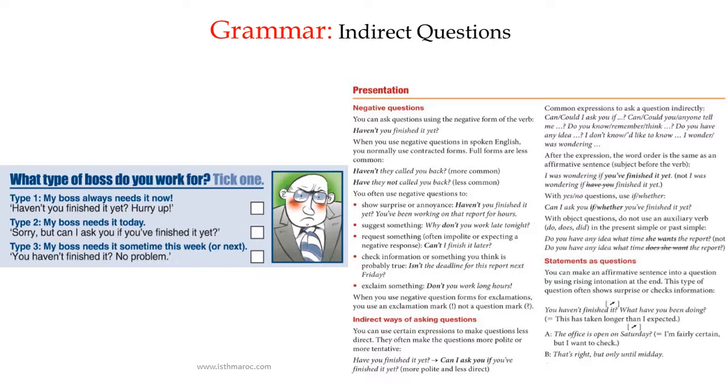Common expressions to ask a question indirectly. Can, could I ask you if, and then you continue the question. Can, could you, anyone tell me, and you continue your question with what you want them to tell you. Do you know, do you remember, do you think, and you continue your question. Do you have an idea about, for example, if they found the cure or the vaccine for coronavirus? Just an example. I don't know, I'd like to know, I wonder, I was wondering if or whether, and you continue your question.